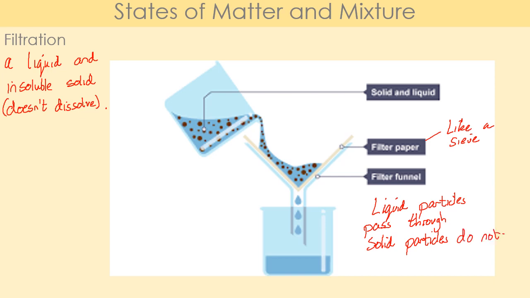We've got a couple of terms we'll just refer to. We have something down here called the filtrate, and what is left up here is called the residue. So this could be used, for example, to separate sand and water. We pour it through, the sand will remain up here, and the water will pass through into the beaker.